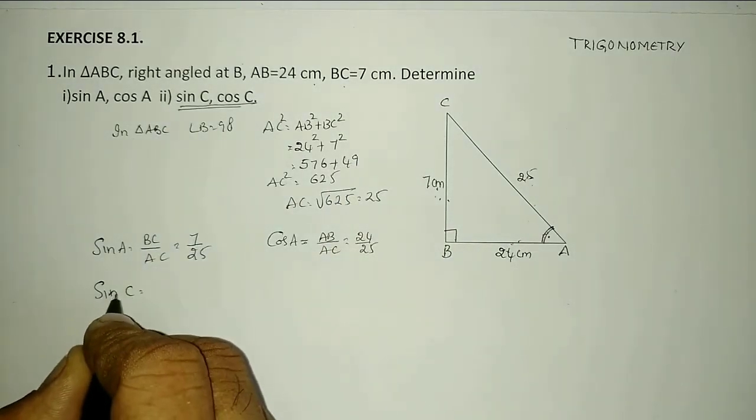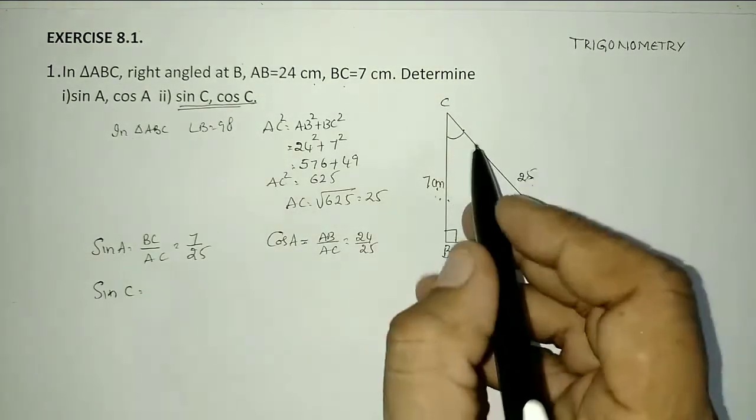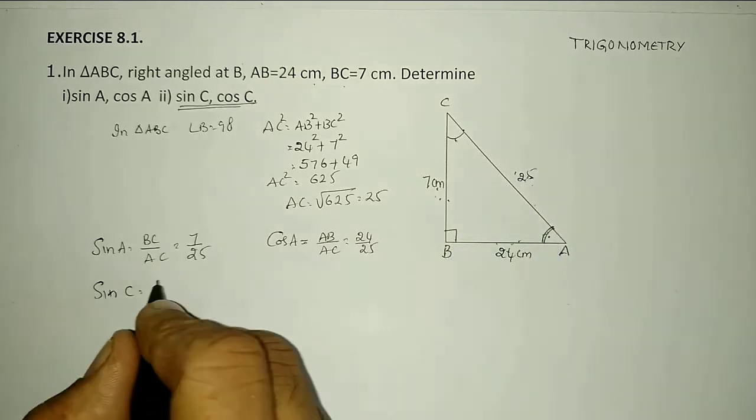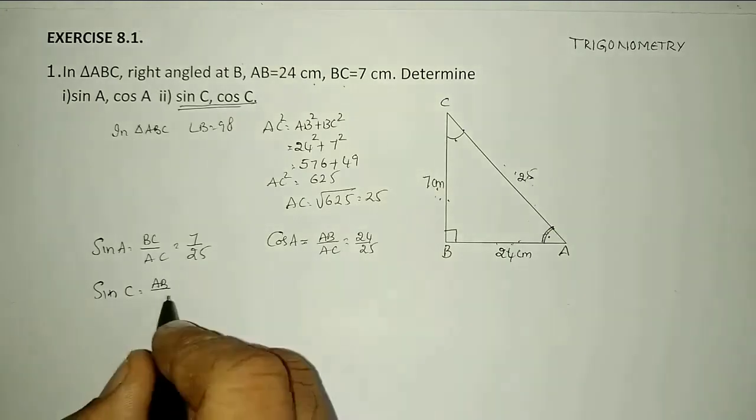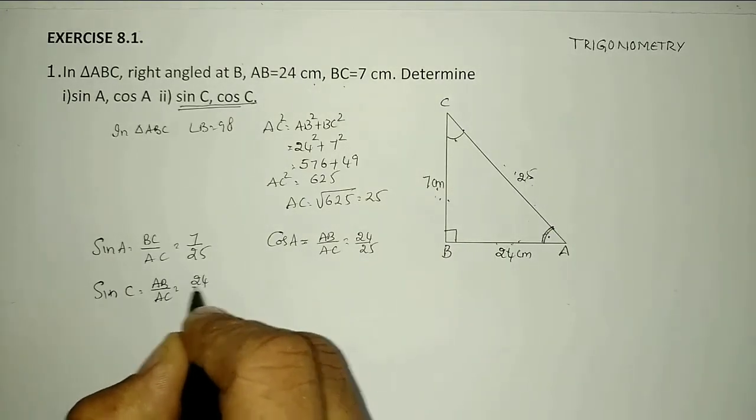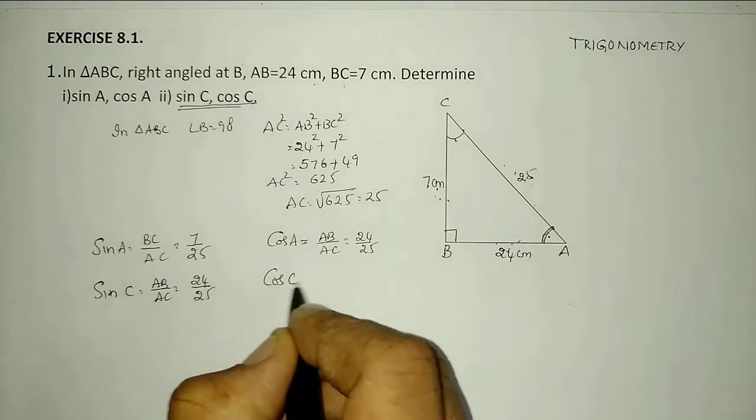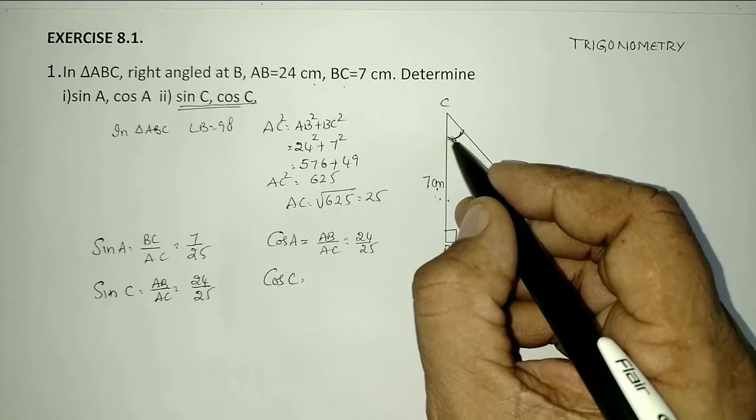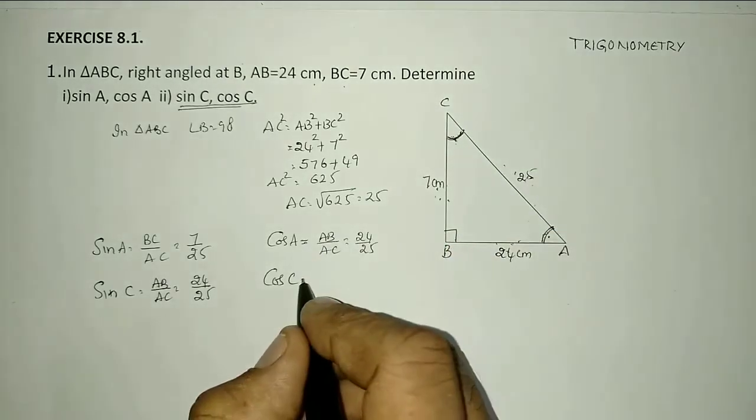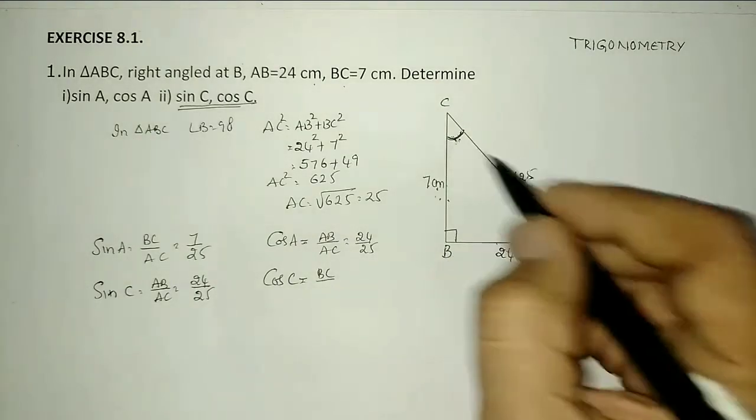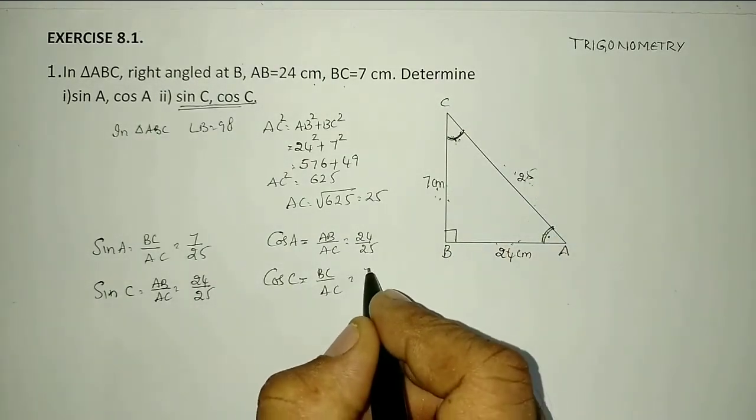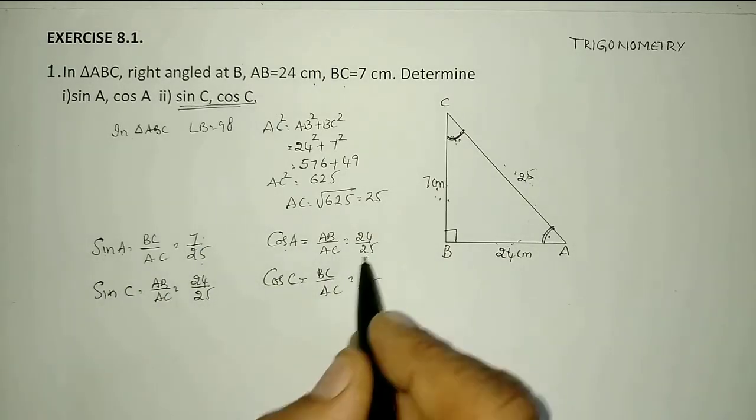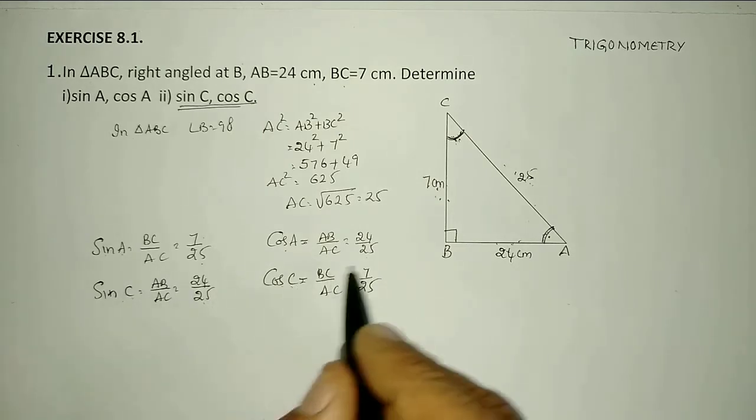Sin C means, consider angle C now. Opposite side of angle C by hypotenuse. What is opposite side of angle C? AB by hypotenuse AC. That is 24 by 25. Cos C, side adjacent to angle C. What is the side adjacent to angle C? BC and hypotenuse AC. So 7 by 25. Sin A 7 by 25, cos A 24 by 25, sin C 24 by 25, cos C 7 by 25.